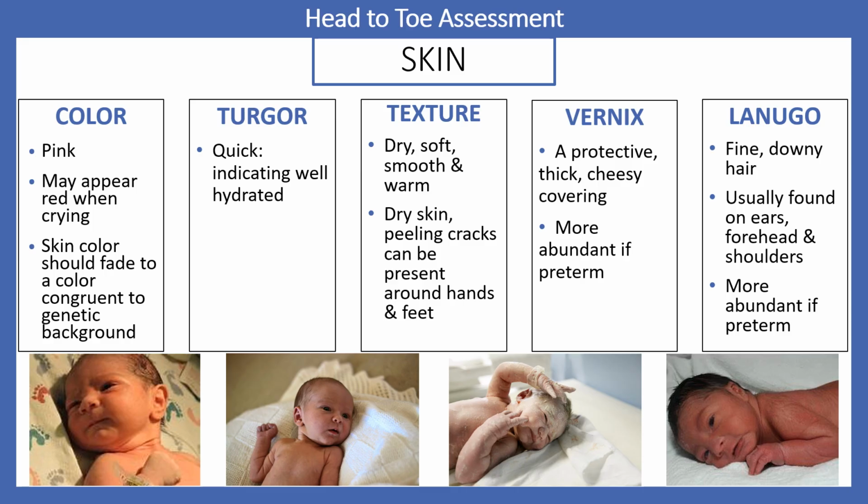The third picture shows a newborn with vernix, a thick white cheesy-like protective covering. All fetuses are covered in vernix. The closer a newborn is to full term, the less vernix will be present. A preterm newborn usually has very abundant vernix. The picture all the way to the right shows a newborn with lanugo, a fine downy hair. Lanugo is also more abundant if preterm and is usually found on the ears, forehead, and the shoulders.